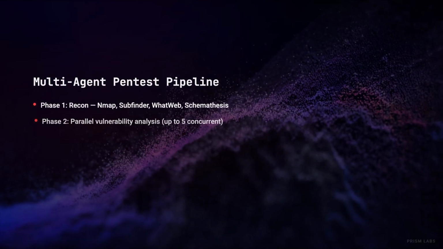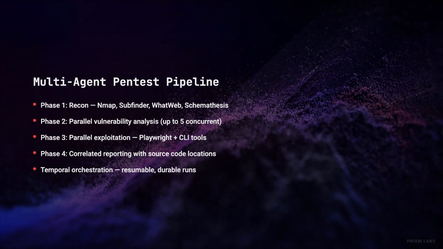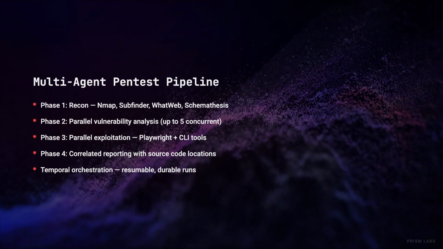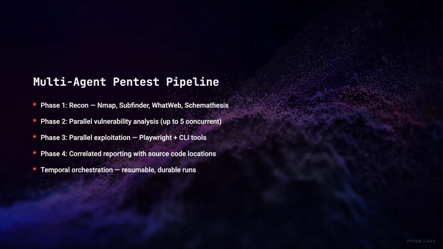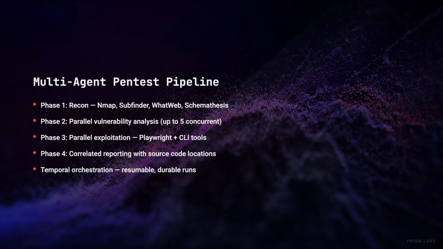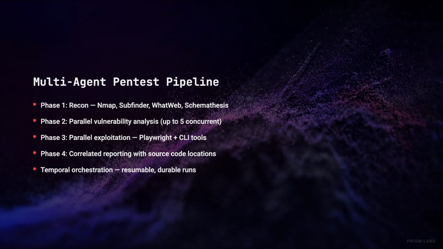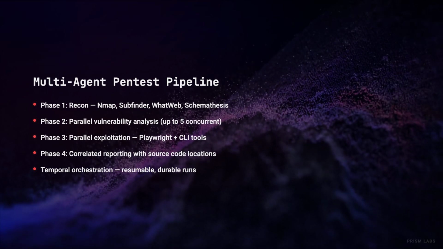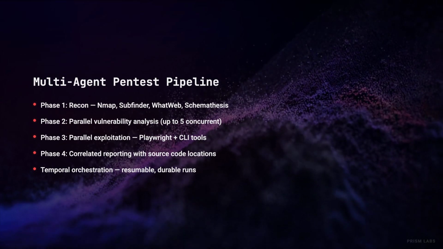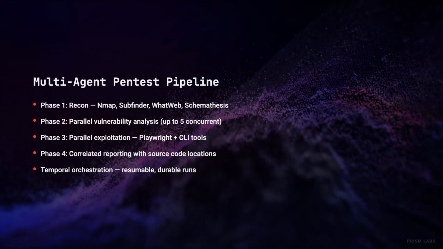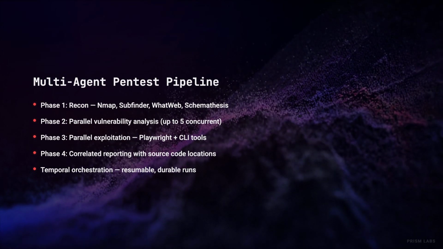Shannon operates as a multi-agent pipeline with 4 distinct phases. First, reconnaissance: service discovery and endpoint mapping using Nmap, Subfinder, WhatWeb, and Schemathesis. Second, parallel vulnerability analysis: multiple agents simultaneously assess different attack categories against the discovered attack surface. Third, parallel exploitation: for every identified vulnerability, a dedicated agent attempts to create a working proof-of-concept exploit using browser automation through Playwright and command line tools. Fourth, reporting: correlated findings with source code locations, exploit details, and severity assessments.